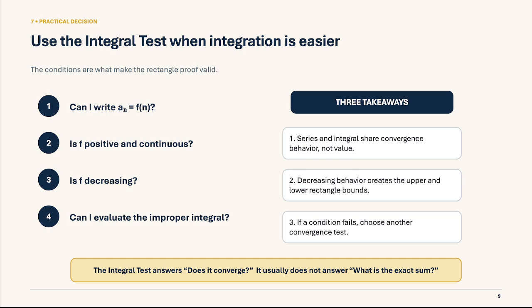The three main ideas are these. The series and the integral have the same convergence behavior but not necessarily the same value. The decreasing condition creates the upper and lower rectangle comparison used in the proof. Finally, if one of the conditions fails, we must select another convergence test. The integral test usually answers the question: does the series converge? It usually does not answer the question: what is the exact sum?